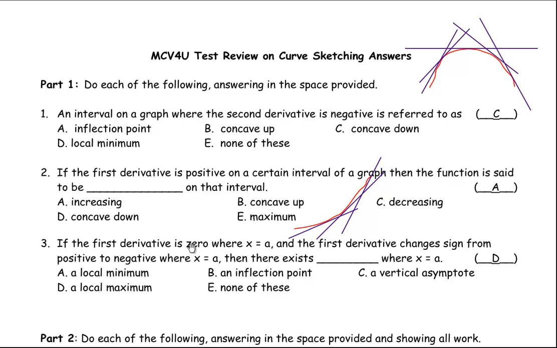For number 3, if the first derivative is 0 where x equals a, and the first derivative changes sign from positive to negative as we go from left to right, then there exists, and the correct answer is, a local maximum. We'll go back to the first diagram here. This is the place where x is equal to a. The first derivative is 0, and it's changed from positive slope on this side to negative slope on this side, so that's why we call that a local maximum. So the correct answer for number 3 is a local maximum.